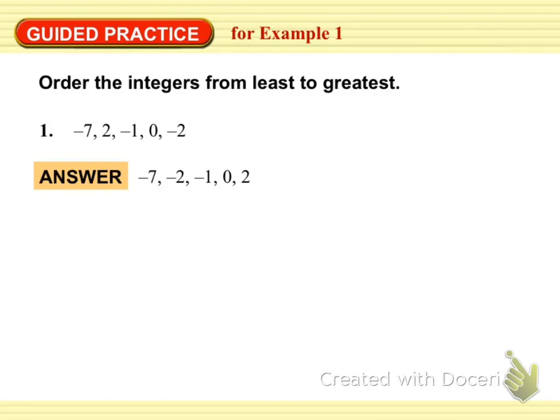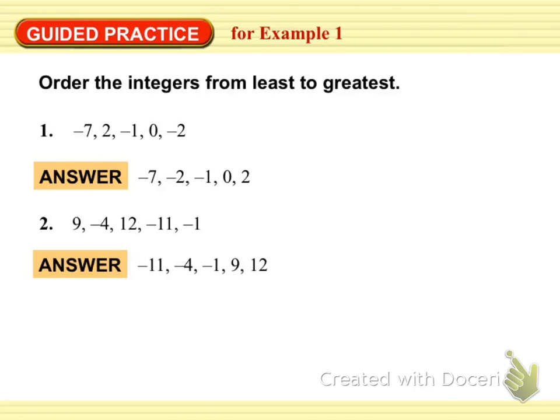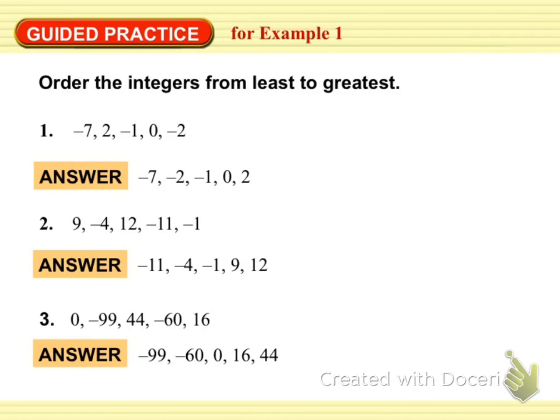Okay, try another one. Okay, so in order from least to greatest would be -11, -4, -1, 9, and 12. Let's try one more. And in least to greatest order, it would be -99, -60, 0, 16, and 44.